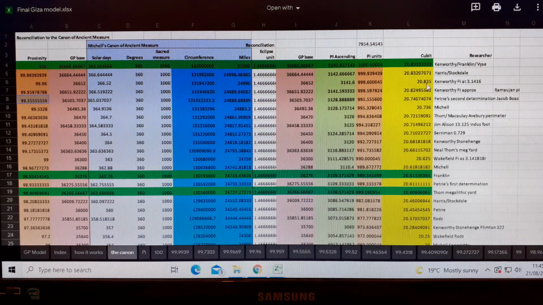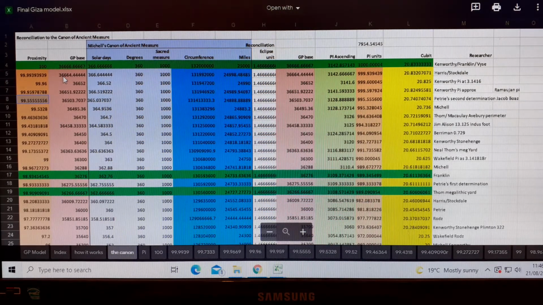It gives a cubit of 20.825. And I found this version of pi at Stonehenge in Tom's calculations. There's no doubt about it. Then we move up the scale. Harrison-Stockdale. We're looking at a proximity. So we've calculated the cubit as that based on Harrison-Stockdale's megalithic foot, which you won't see in any of these calculations, but I can assure you it's there.